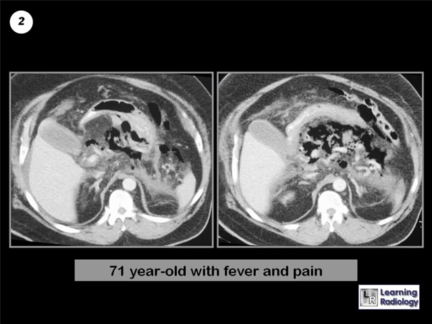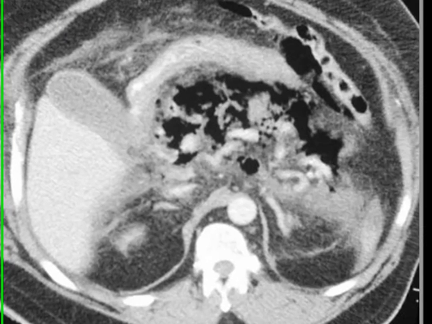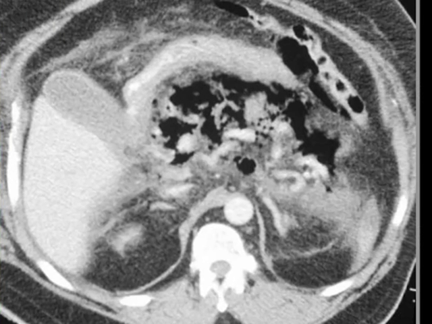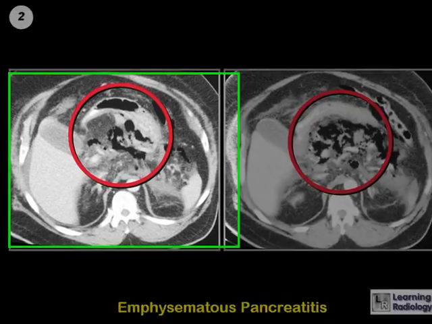This is the second case. It's a 71-year-old with fever and pain. Two CT scans of the upper abdomen with contrast. Pause your computer or MP3 player. This is an example of emphysematous pancreatitis.